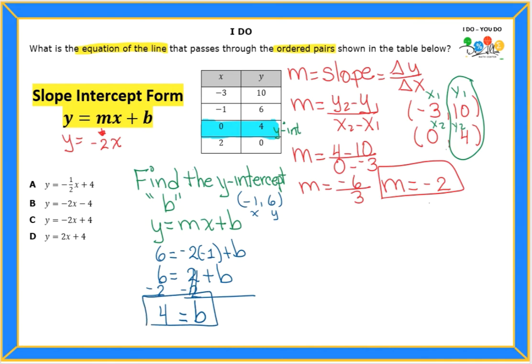So I already got my slope, and now I got the y-intercept, which means m is going to be replaced with -2, and b will be replaced with +4. So I will finish my equation by writing +4. If b was negative, I would need to write minus as an operation. Since b is positive, I write a plus. So let's look at the answer choices. My answer choice for this will be letter C. Very good.